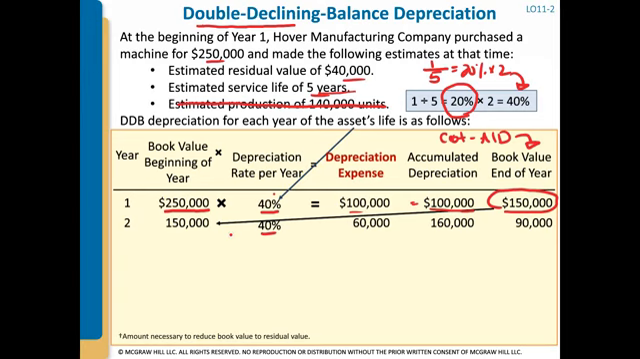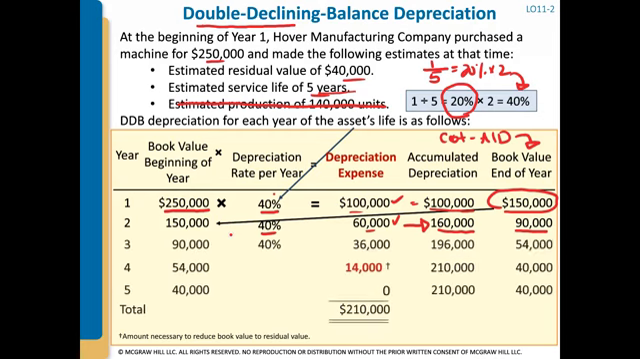We're going to use the same rate of 40%. So we take 150,000 times 40% equals 60,000. Now our accumulated depreciation is going to be this 100,000 plus 60,000, so our accumulated depreciation is 160,000. Our book value at the end of the year is going to be our cost, which is 250,000, minus our accumulated depreciation of 160,000, to give us a book value at the end of the year of 90,000. We're going to take this 90,000 and carry it over to year three, the beginning book value, and go through the exact same exercise on and on.